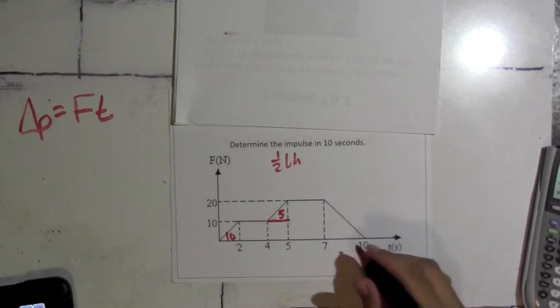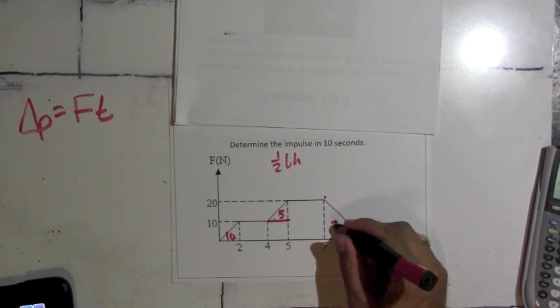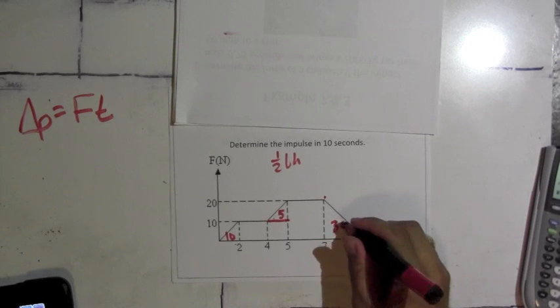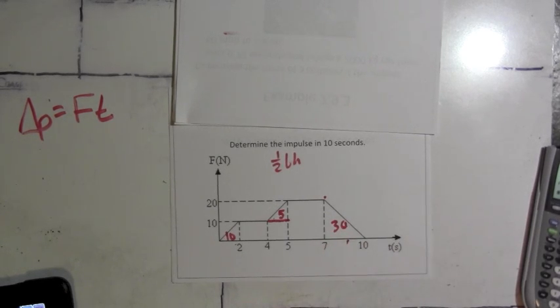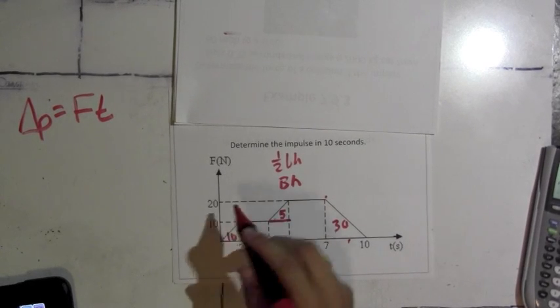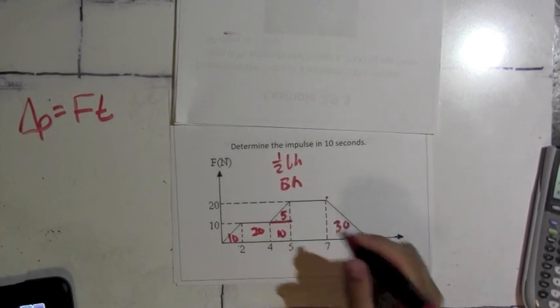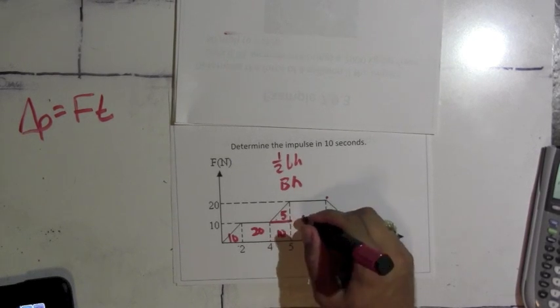Okay, you also have a triangle here that has a base of 3, and this one does have a height of 20. So 1/2 of 3 times 20 gives you an area of 30. Now I can look at the rectangles and squares. Rectangles and squares are just base times height. So 2 times 10 is 20. 1 times 10 is 10. And 2 times 20 is 40.